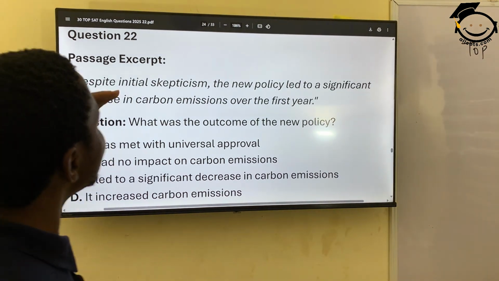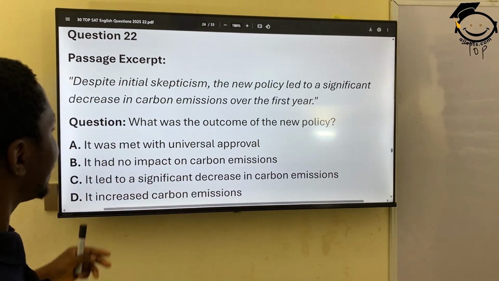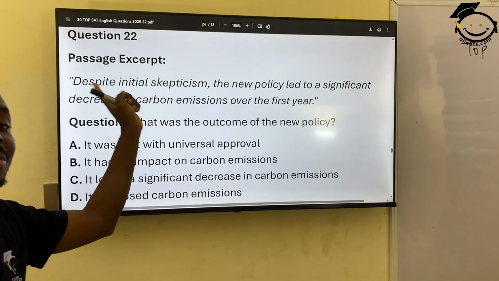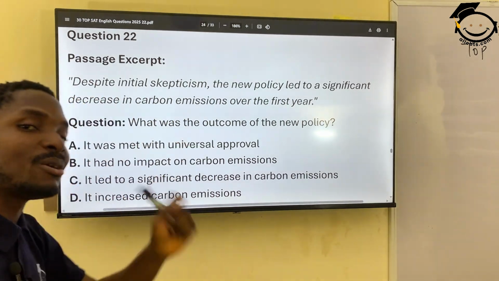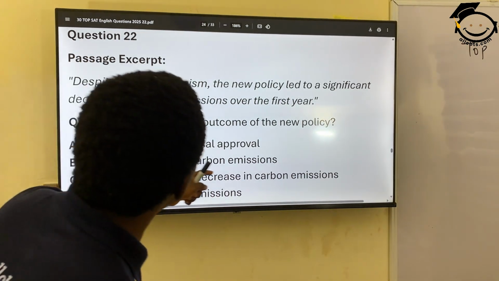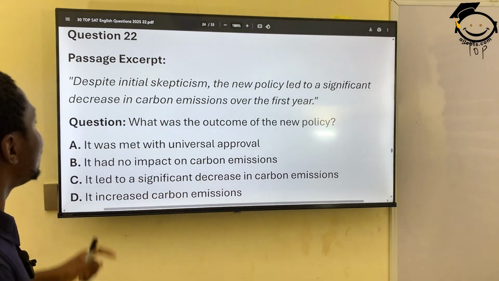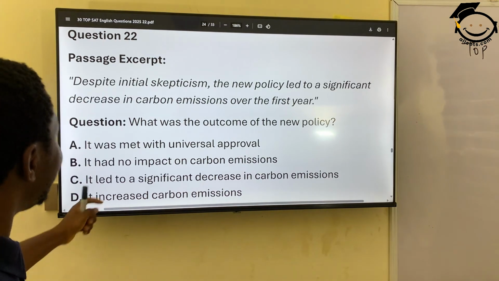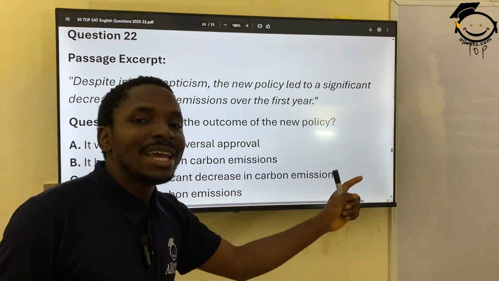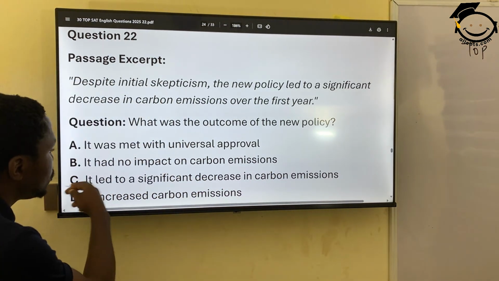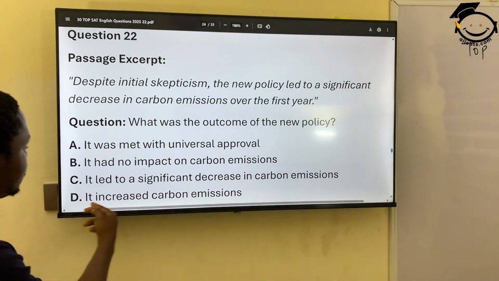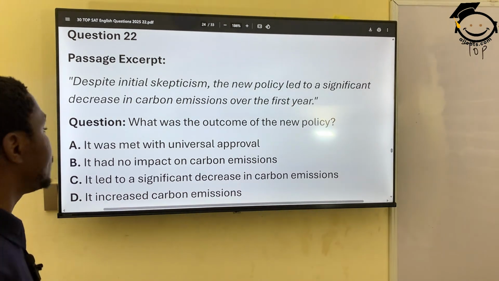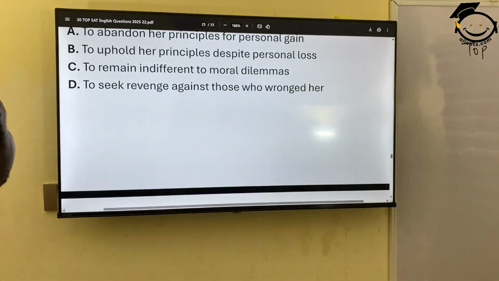So, question: what was the outcome of the new policy? It was met with universal approval? Definitely not, because it told us that there was doubts. It had no impact on carbon emission? Definitely not, because it told us that there was a decrease in emission. It led to a significant decrease in carbon emission. Correct. So it will be C. It didn't increase carbon emission. Definitely. So correct answer is C. Question 23.